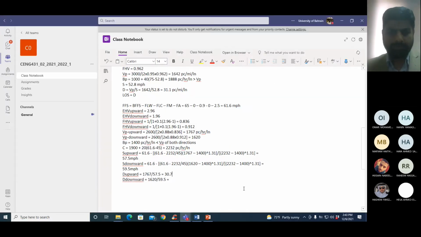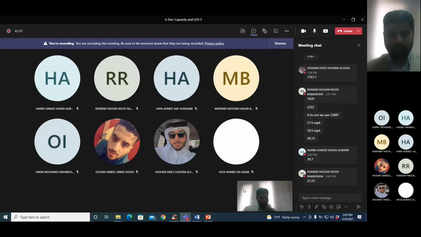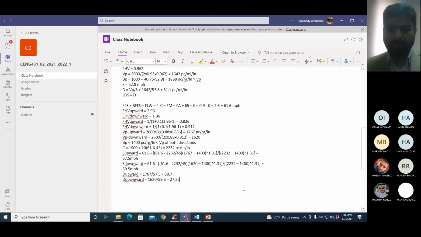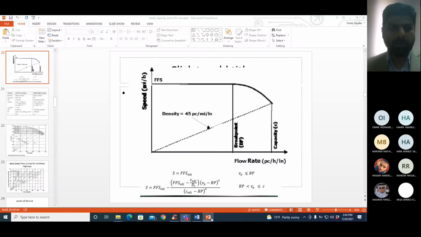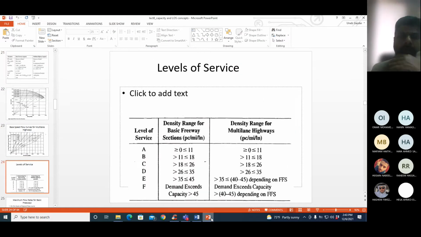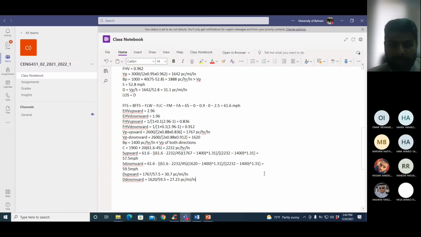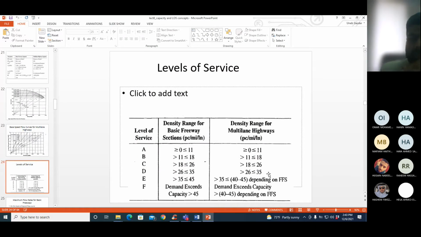$30.7, and 27.23. Both are passenger cars per mile per lane. So if you go to the density table for multi-lane highways, you got the values as 30 and 27. Both 30 and 27 are in this range. So in both directions, the level of service is D.